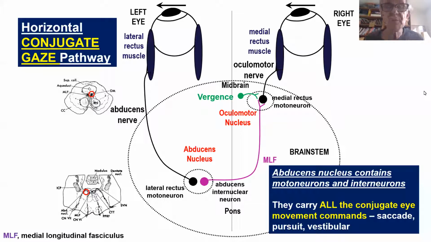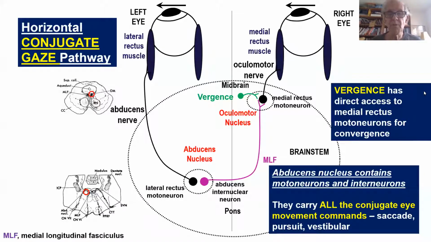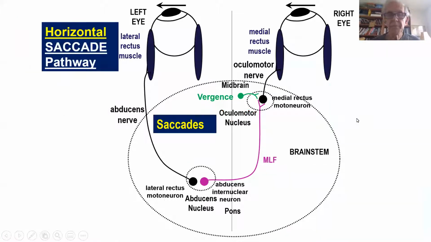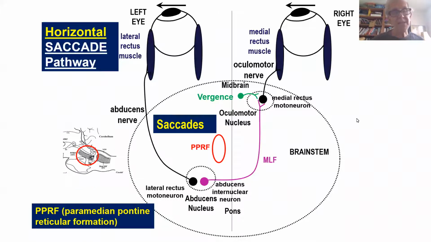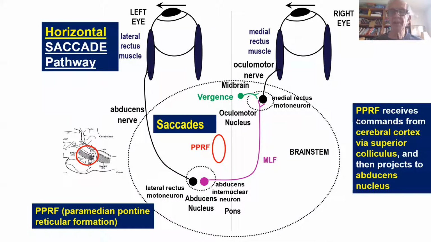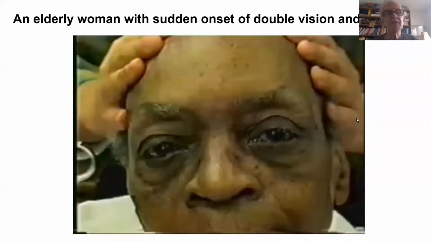Vergence has its own special pathway. It has its own back door to the medial rectus motor neurons. Now, that was the basic horizontal conjugate pathway. Saccades use the same pathway. The commands come from the paramedian pontine reticular formation, the PPRF, which is located there in the pons. And the pons receives its commands from the cortex via the superior colliculus, and then it projects also to the abducens nucleus.